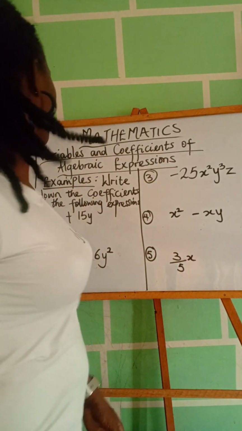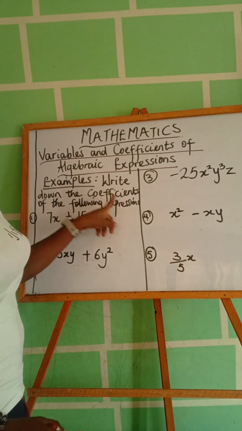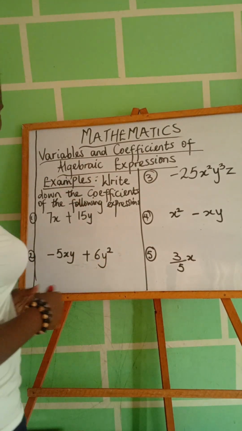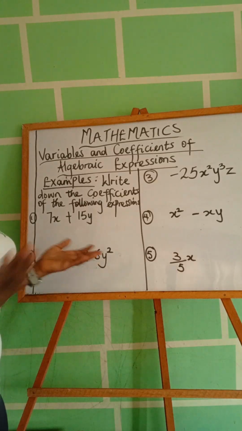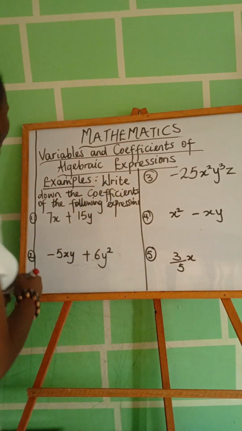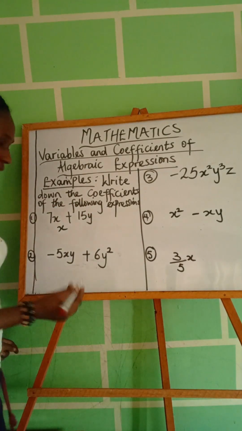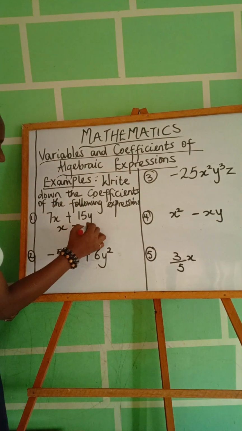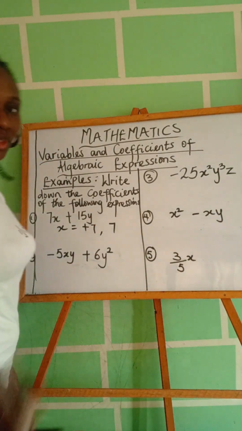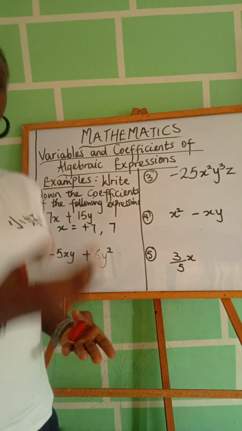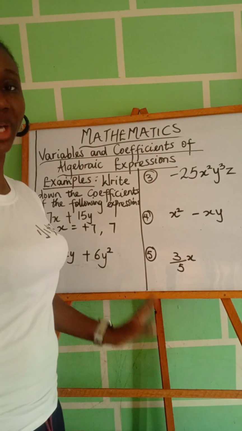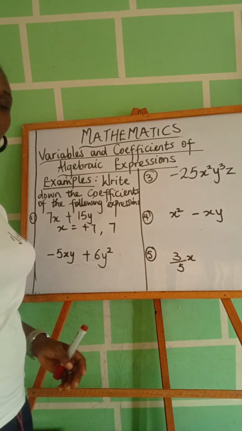Let's do some examples. The question says, write down the coefficients of the following expressions. So number one, what are the variables in number one? You have the x and the y. They are the variables. Now, what's the coefficient of x? Of course, it's plus 7. You can decide to write just 7 or plus 7. It's fine, because we're just getting into algebra. That's why I'm still writing plus. The time will come when I'll stop writing plus. But when it comes to negative, you must include the negative.